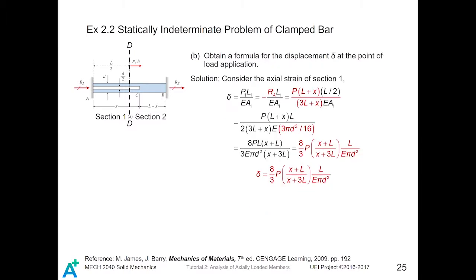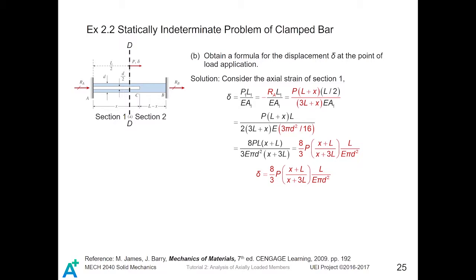For part B, we have to obtain a formula for the displacement delta at the point of load application. What does that mean? That means when you apply a load here, then you will stretch section AD to the right hand side and compress the other section. That means you are going to stretch AD and compress DB. Then there will be a little displacement at the point where you applied the load.